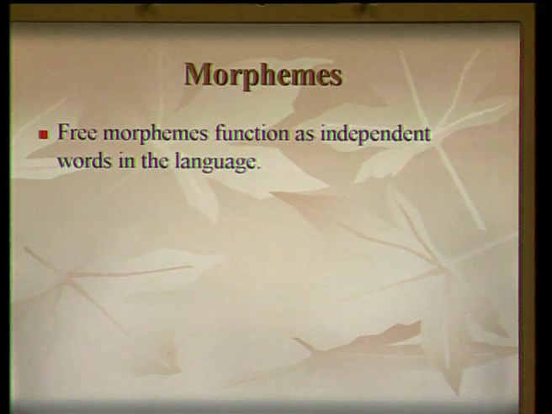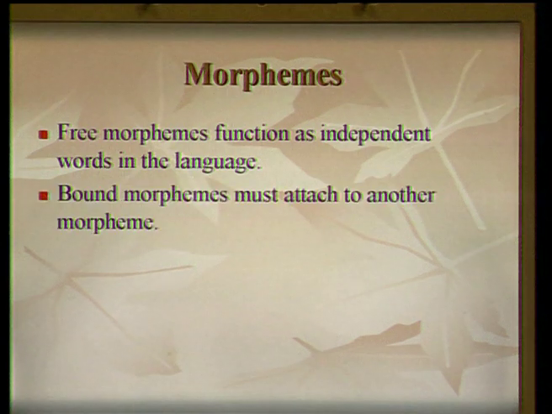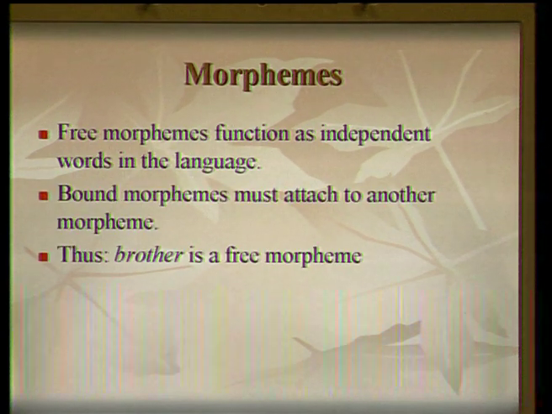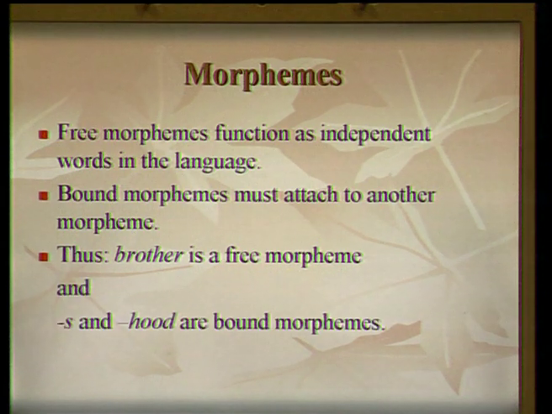Let us now look at some more of the main concepts, a free form and a bound form. You may have noticed that there are different kinds of morphemes. Free forms function as independent words in the language. Bound morphemes must attach to another morpheme. Thus, brother is a free morpheme, and s and hood are bound morphemes.